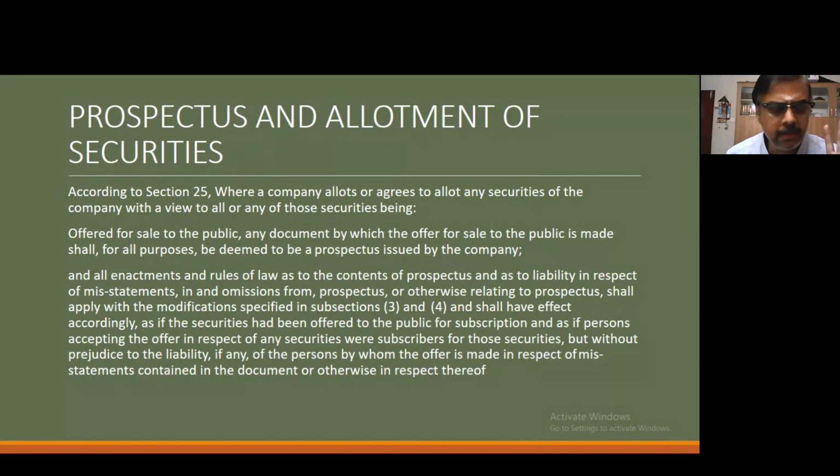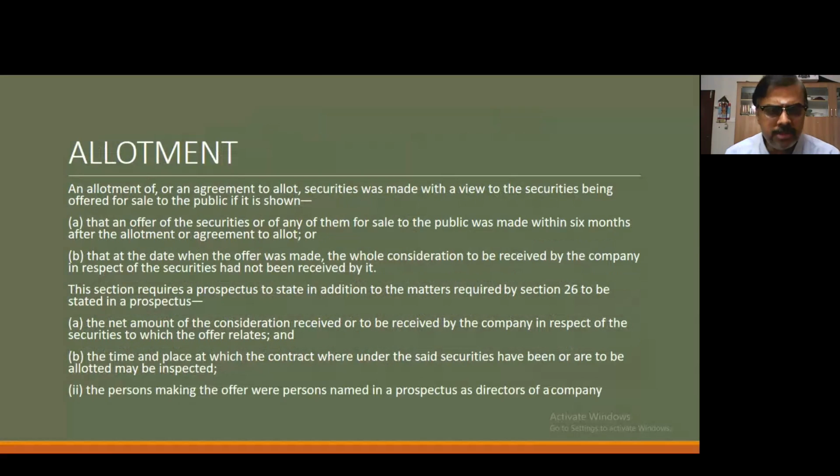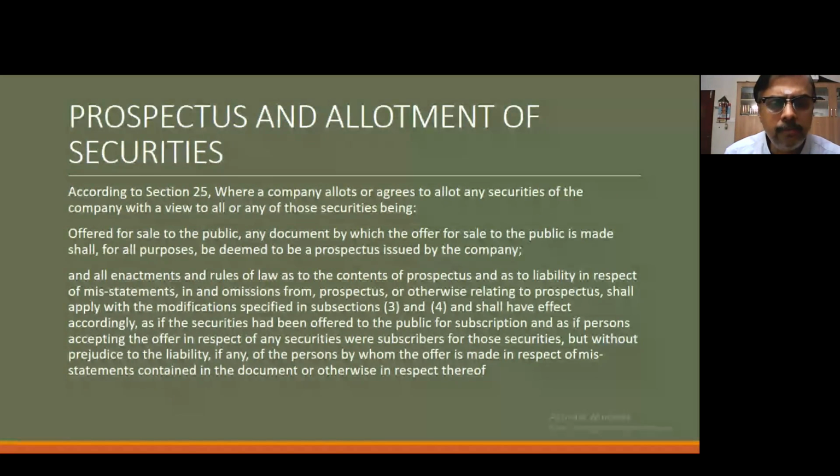Whenever I'm going to give some statement that looks like a prospectus, any omissions or misstatement in the prospectus, as I said earlier, shall be a punishable offense. So any misstatement, omissions from prospectus or otherwise relating to prospectus shall apply. All provisions under the Companies Act regarding any omissions in prospectus shall apply and shall have effect accordingly, as if the securities have been offered to the public for subscription, and as if the person accepting the offer in respect of securities were subscribers for the securities, but without prejudice to the liability, if any, of the person by whom the offer is made in respect of misstatement contained in the document.